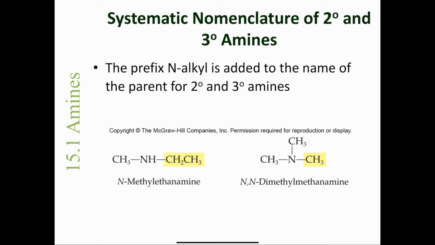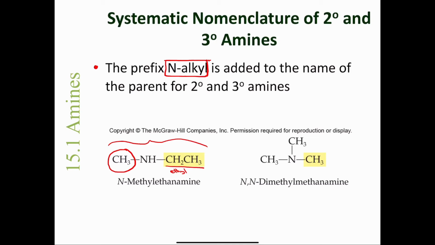Naming secondary and tertiary amines gets a little bit trickier, but still definitely doable. And it says here the prefix N-alkyl is added to the name of the parent for secondary and tertiary amines. So let's take a look at this first example right here. The first thing we do is find the longest carbon chain, and it's an ethyl group, right? So we would call it ethaneamine, okay? Now we also have this methyl group over here, which is smaller, and we use this N-alkyl prefix.